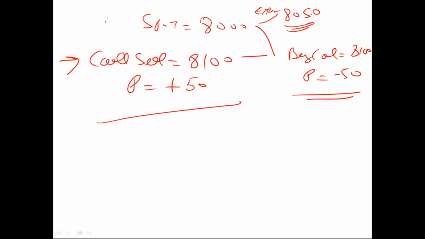Now what happens if market goes up? 1,050, but it's below the buy call price. So not exercise the option contract. The maximum loss will be 50. So this is my profit 50, not more than that.